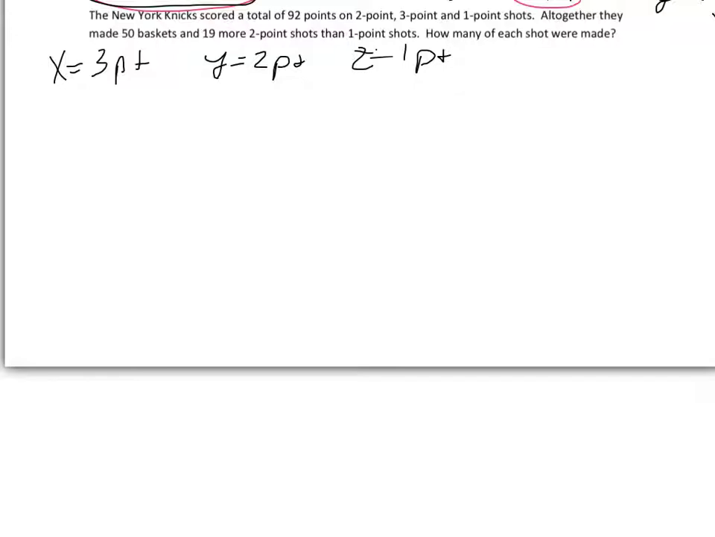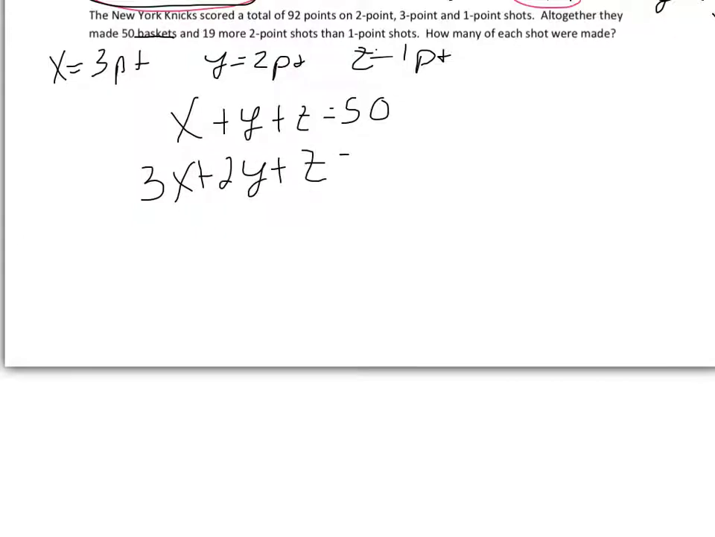So they made a total of 50 baskets. So we get x plus y plus z equals 50. That's one of the equations we have. Now we can equate these via points. You get 3 points for a 3-point shot, so 3x, plus 2 points for a 2-point shot, so 2y, plus 1 point for a 1-point shot, so plus z, equals the total number of points, which is 92.